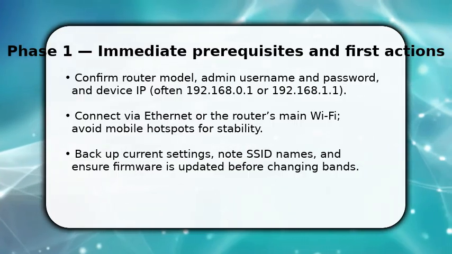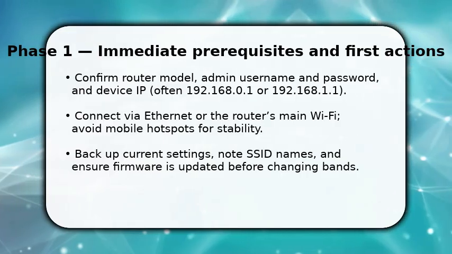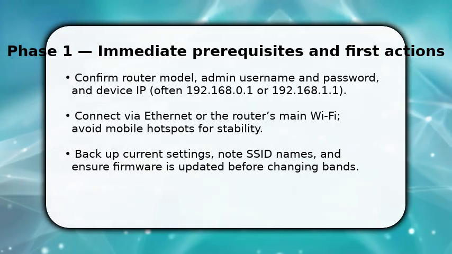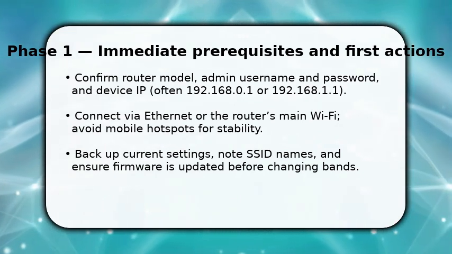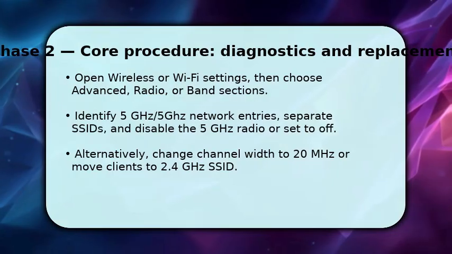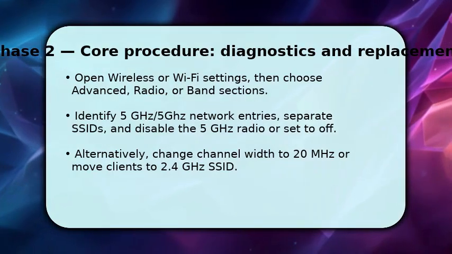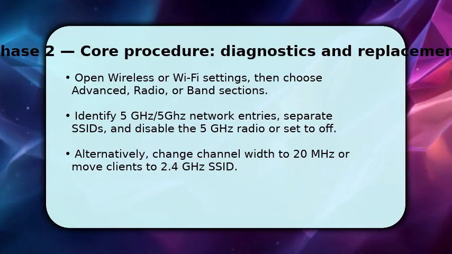Newer firmware can reorder options. These preparatory steps reduce risk and explain why you'll find the 5G or 5 GHz options, where the settings panels list radios. Next, navigate directly to wireless or Wi-Fi settings. Look for advanced or radio tabs.